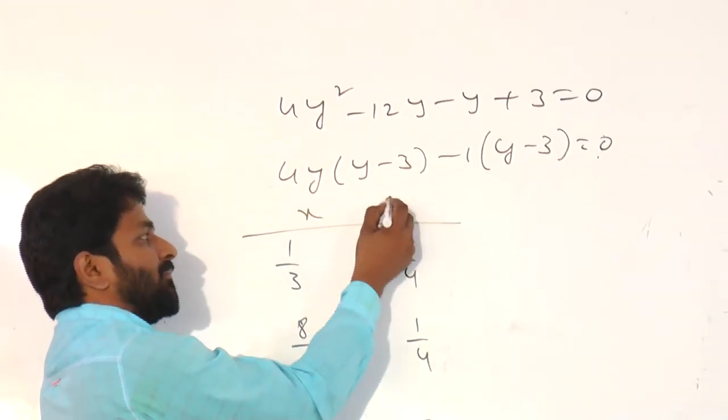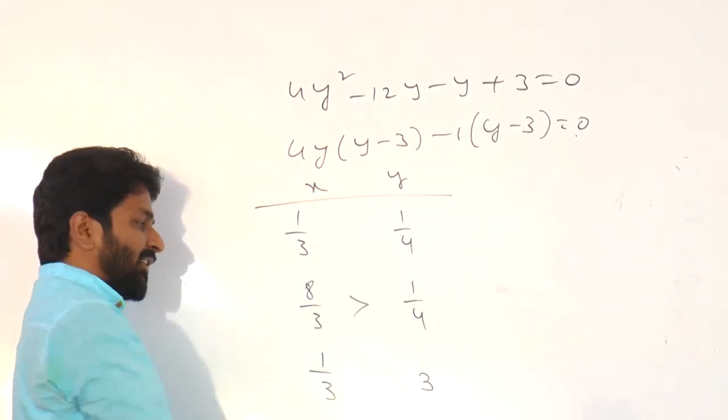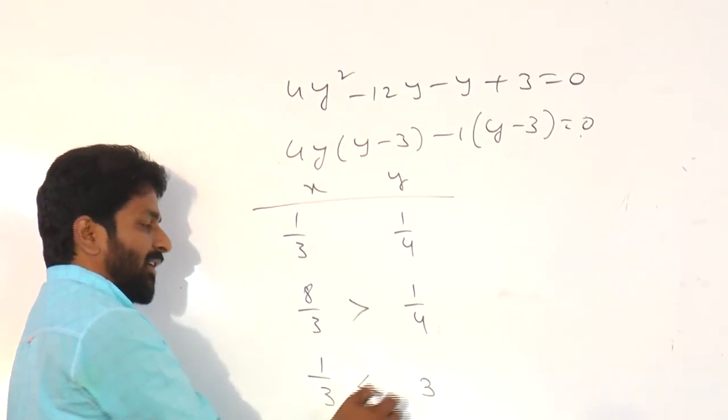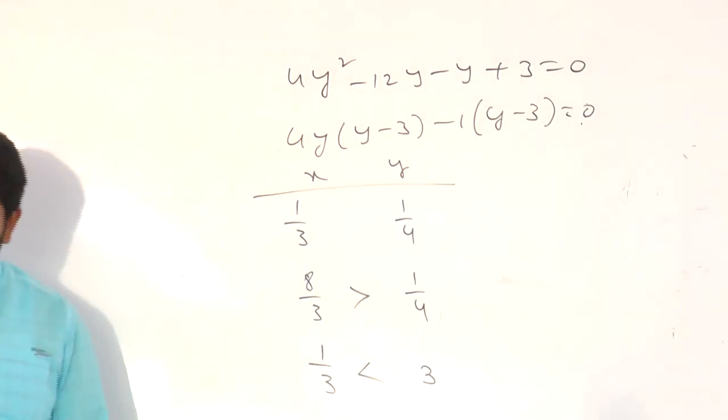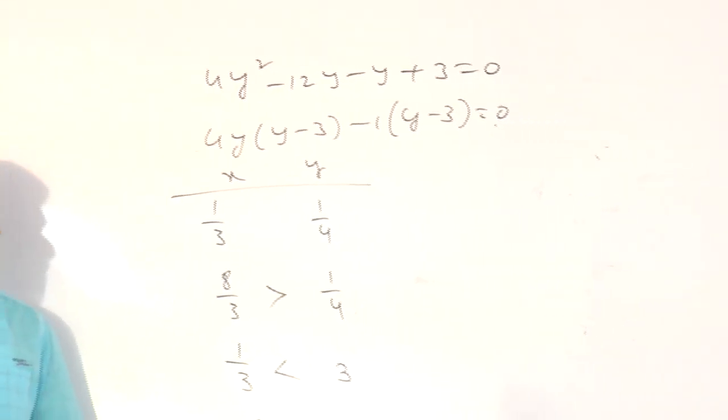X and y. So this is definitely more than 2, x greater than. This is 1 by 3, x less than y. Relation cannot be established. Less than and greater than symbol are enough.